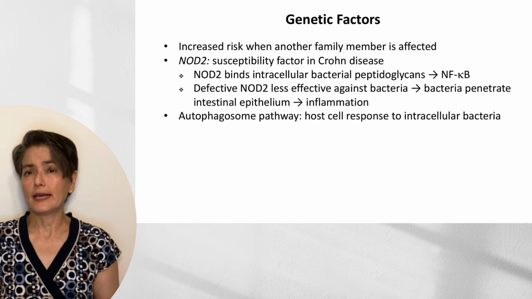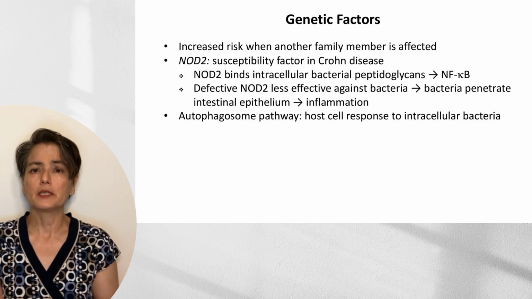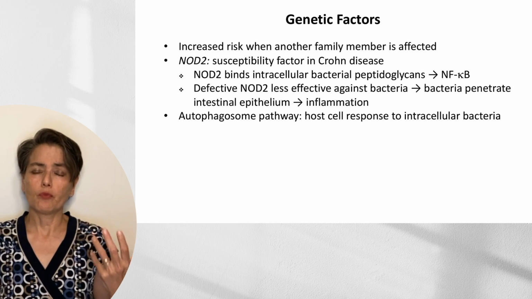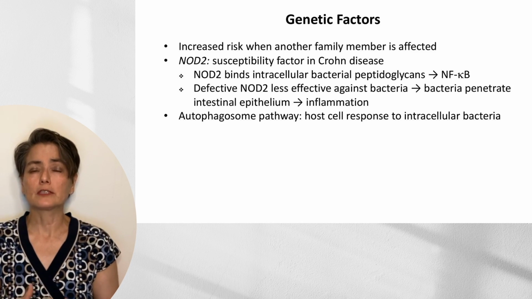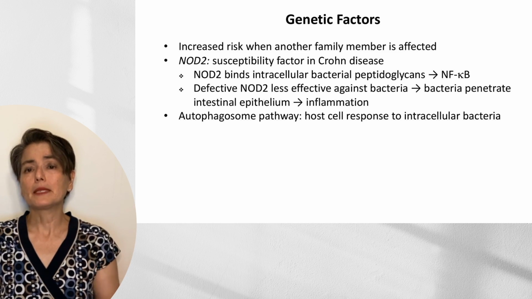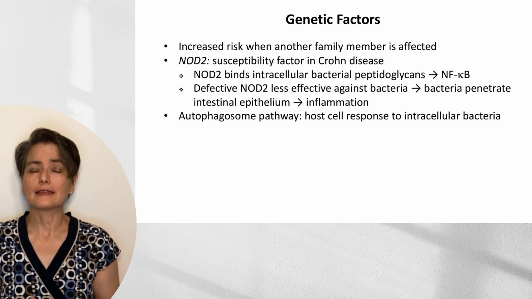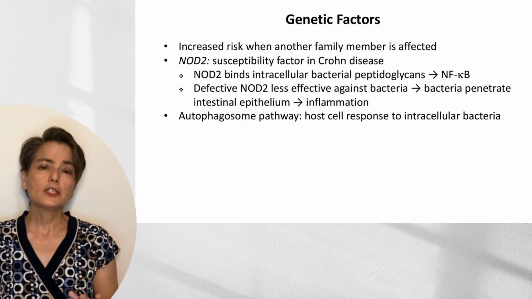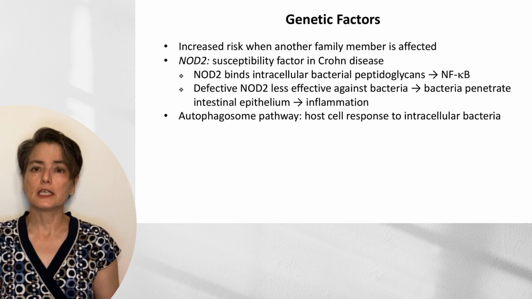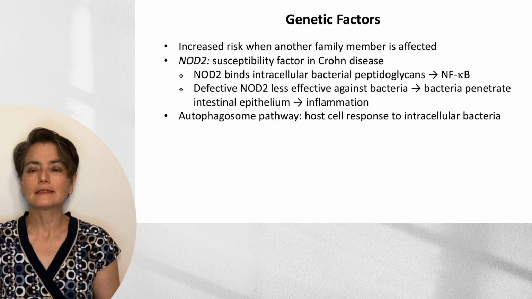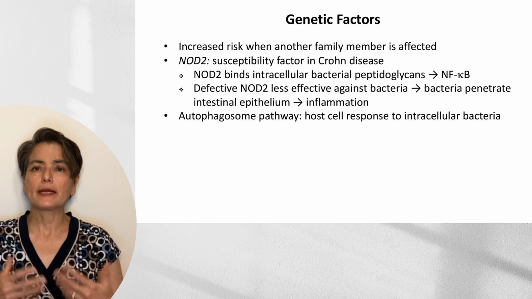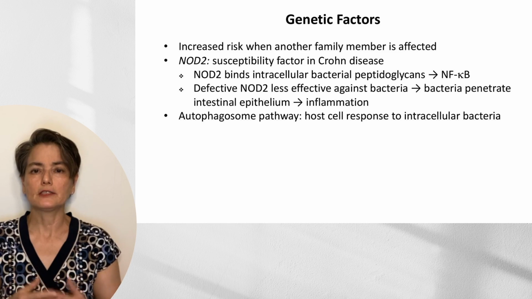We know that there's a genetic component because we have familial associations. So if one family member has it, there's an increased risk for other members of that family. A susceptibility factor has been identified in Crohn's disease. That's the NOD2 gene. The NOD2 protein binds to intracellular bacterial peptidoglycans and stimulates the NF-kappa B production. And we know that defective NOD2 is less effective against bacteria, allowing bacteria to penetrate the intestinal epithelium.